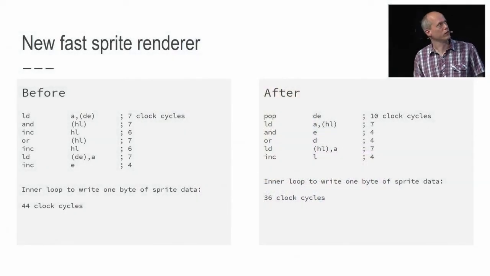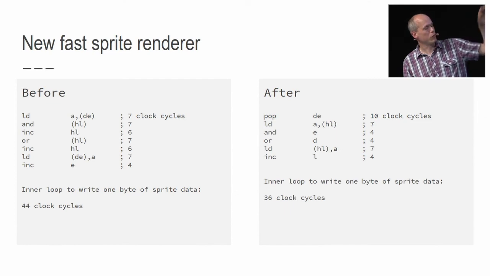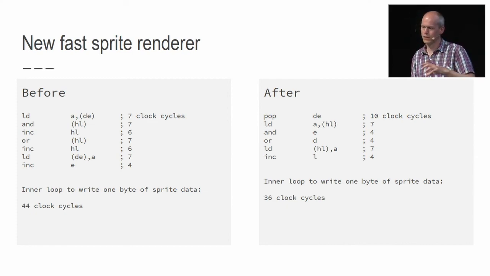So the old sprite renderer, not massively efficient. It's about 44 clock cycles per byte. So what it's doing, there's a pointer set up to the screen or the screen buffer, and there's a pointer set up to the sprite data. So we load a byte from the screen, we mask it with the mask data, increase the pointer in the sprite data, and then we merge in the actual data, increase the pointer, then we copy that back to the screen, and then we increase the screen pointer.